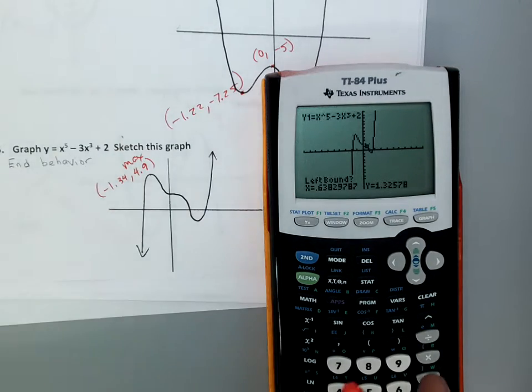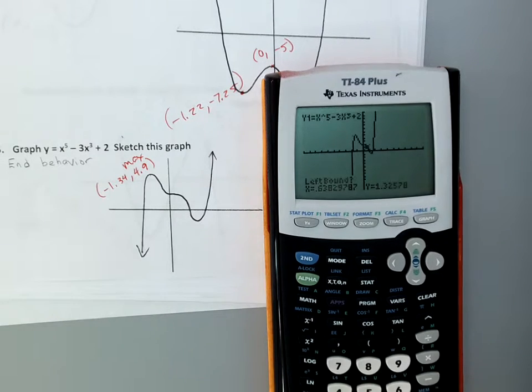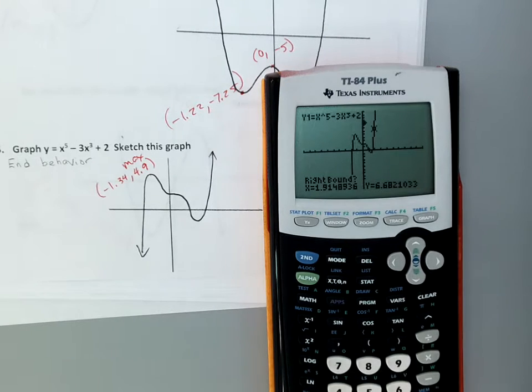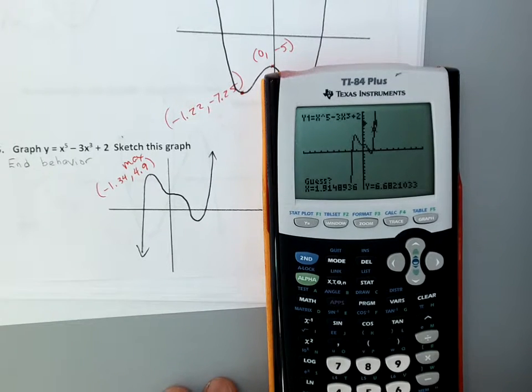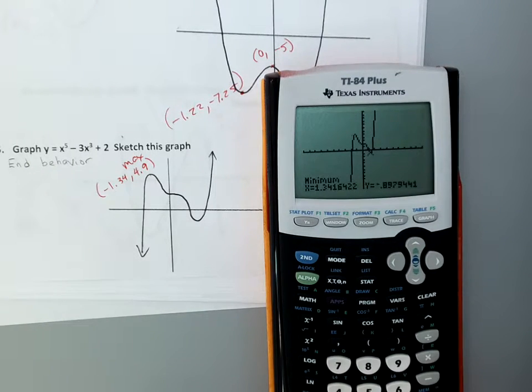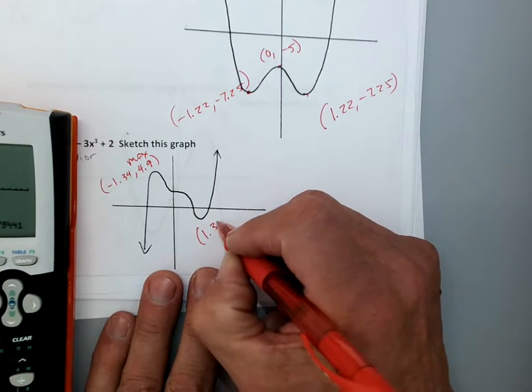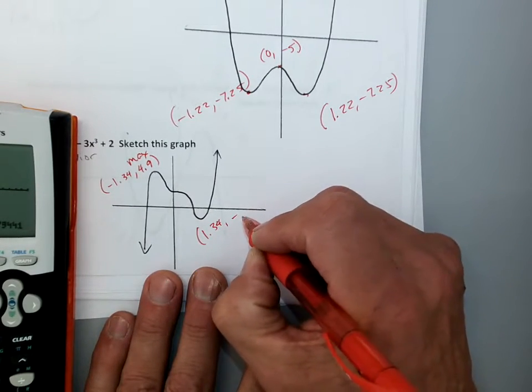Push enter. You're just telling the calculator where to look. Enter. And then the right bound, I'll put it somewhere to the right hand side of that. So I'm telling the calculator where to look. Okay. Enter. Guess. So now you have a 1.34. I have a 1.34 and a negative about 0.9.